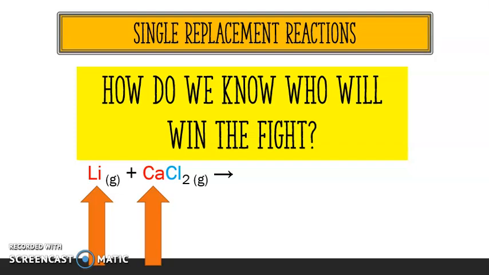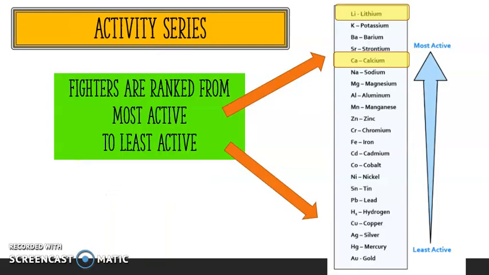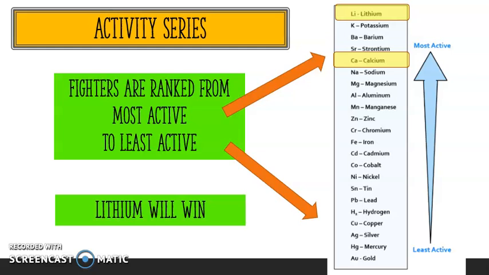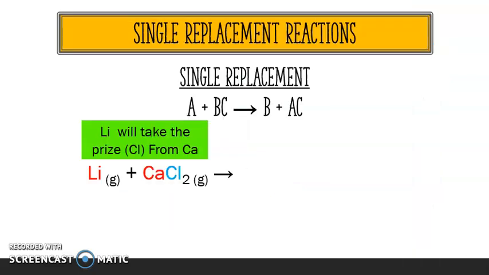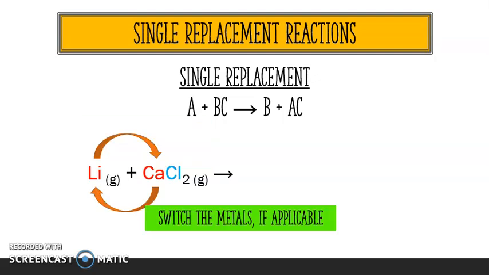So in this specific example, I would need to figure out where lithium and calcium are on this fight chart. Here they are, and you can see lithium is ranked higher than calcium. That means that lithium is going to win this fight. Now, if you'll notice, lithium doesn't have the prize. The prize is the chlorine. So the lithium is going to trade places with the calcium to win the prize. That's chlorine. So the first step here, we would switch the metals. Calcium is now going to be by itself, and lithium is going to be able to sit next to the chlorine.